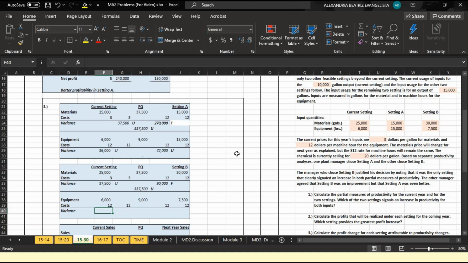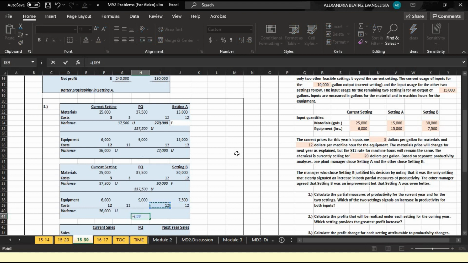And then now we're going to solve for the variance, which corresponds to growth, and that is computed by 9,000 less 6,000 multiplied by the cost, which is 12, and that would give us 36,000 unfavorable. And now for the variance that corresponds to price recovery, that is $12 less $12 as well, multiplied by 9,000 quantity under PQ, that would give us 0.